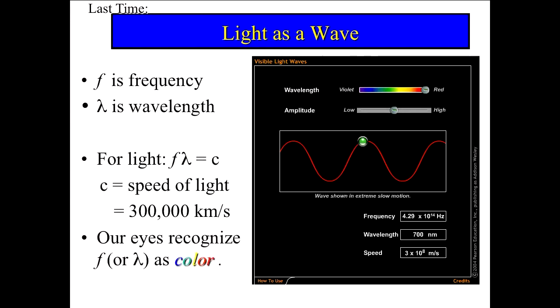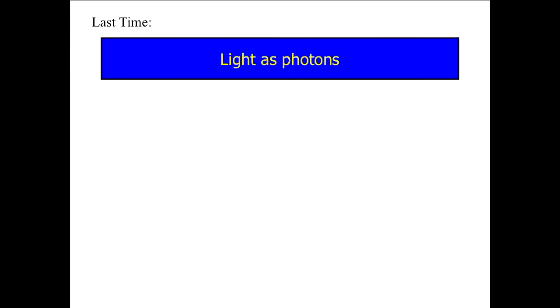And as I mentioned, our human eyes have been adapted by evolution to be sensitive to just the wavelengths blue, green, yellow, and red, because those are the wavelengths of light that our sun emits. So our eyes have evolved over millions of years to be very sensitive to the very light that our host star emits. And then we talked about light as a particle.